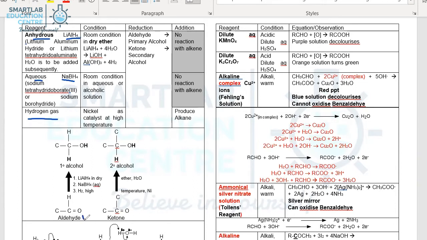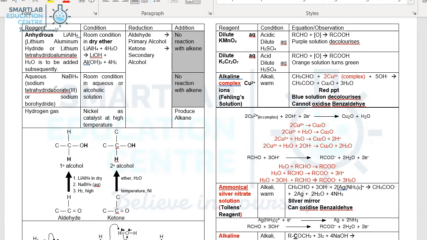So in the reduction of aldehyde and ketone, the reaction is somewhat reversed relative to the oxidation of alcohol, because in this case now, the hydrogen is being added back. Two hydrogens are being added back, where one will go directly to the C, and the other hydrogen will be added to the oxygen. Therefore, in the case of aldehyde, you will produce 1 degree alcohol. In the case of ketone, you will produce 2 degree alcohol.